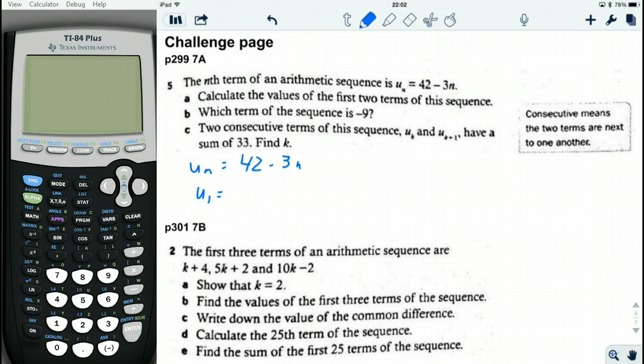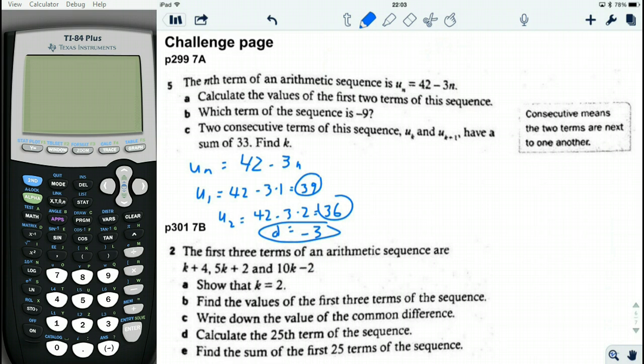So u1 is equal to 42 minus 3 times 1, which is 39, right? You found u1, and they also ask you to find u2. So u2 is equal to 42 minus 3 times 2, which is 42 minus 6, which is 36. Now you already know d, right? d, by the way, is this minus this, so that would be negative 3. d is negative 3. Okay, now let's move on.